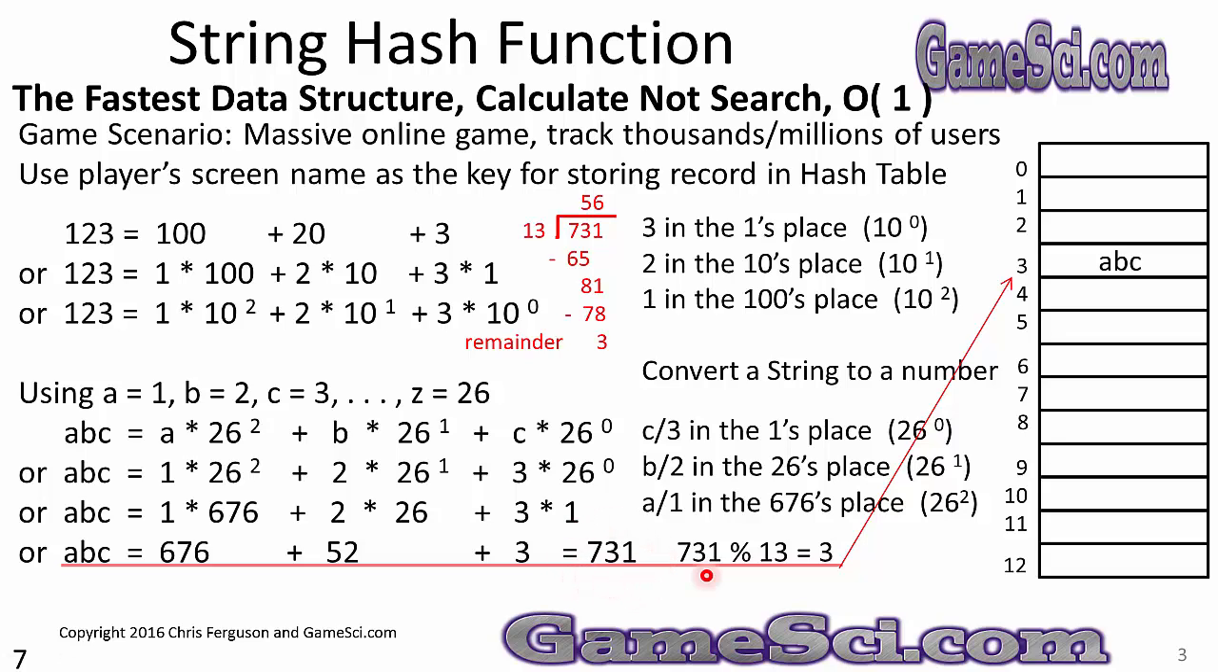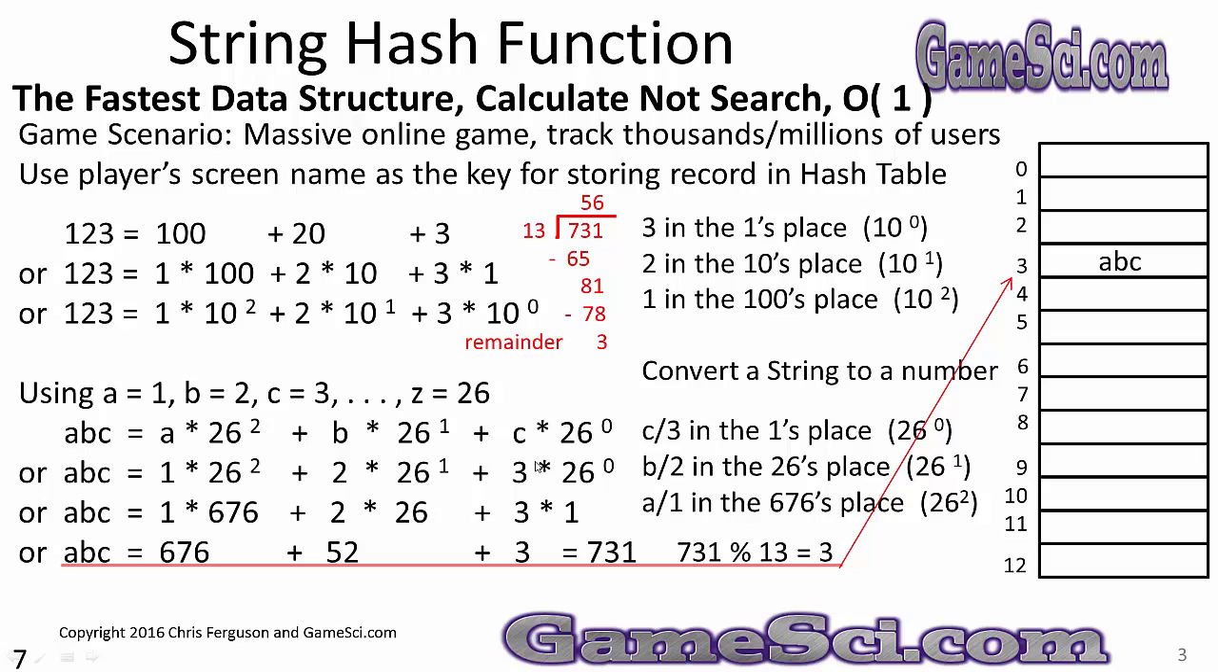Now it's time to do 731 modulus 13 and get the remainder. Well, if you do the math, 13 divided into 731 goes into it 56 times. According to my division here, the remainder is 3, and that's where we want to store ABC. Do you see it? All I did was convert ABC to a number using a formula. I then took that number and did a modulus on my array size, and it returned a remainder of 3, so that's where I want to store ABC.